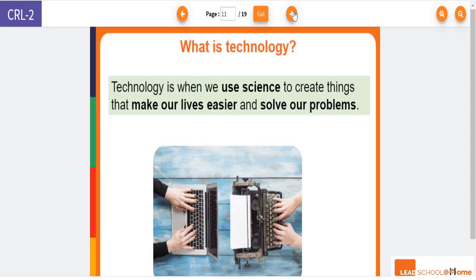So when there is any difficulty that we are facing, and it can be solved by creating things, we use science to create such things that make these difficulties go away. It makes our lives easier. And there are a lot of problems that we can solve using technology.